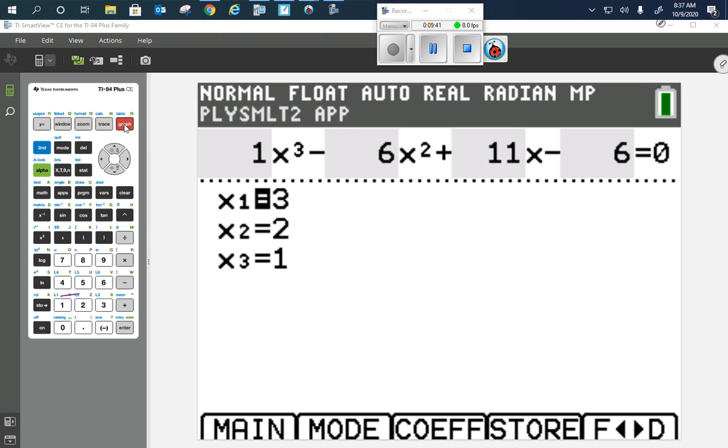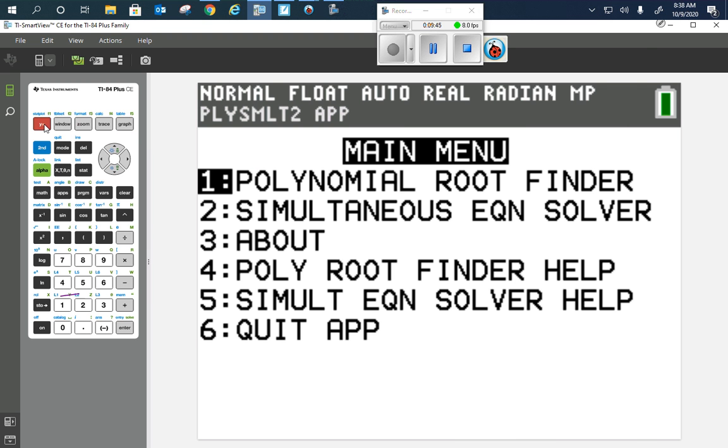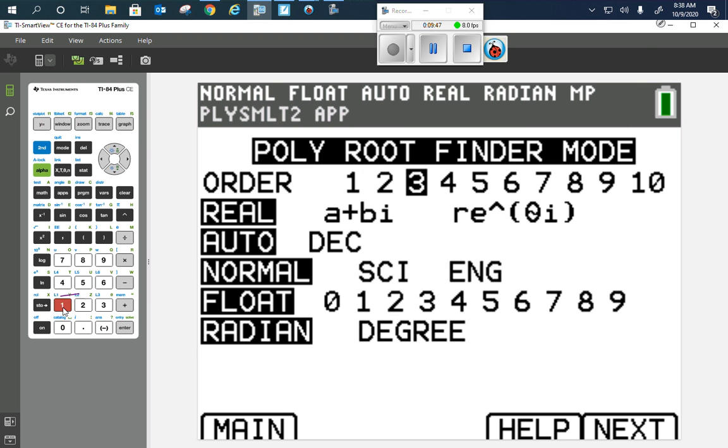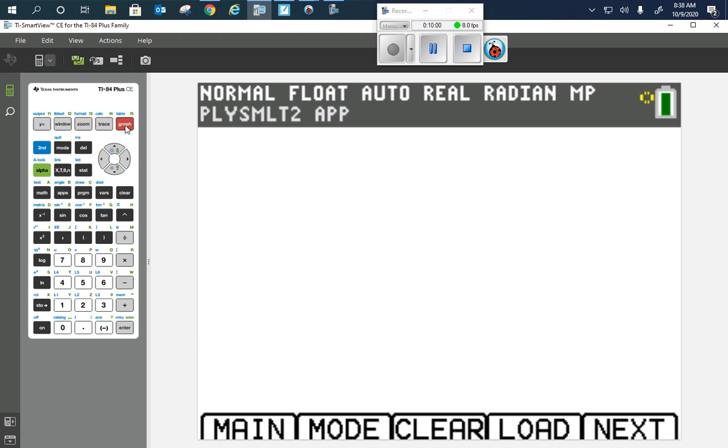Okay, so if you're trying to get back to just do another problem like this, you got to go back to the main screen. So that would be your F1. Again, we're doing a poly root finder. And what's the order on 2? Quickly. It is a 3. Okay, so we'll go ahead and keep it there. Tell it to go to the next.